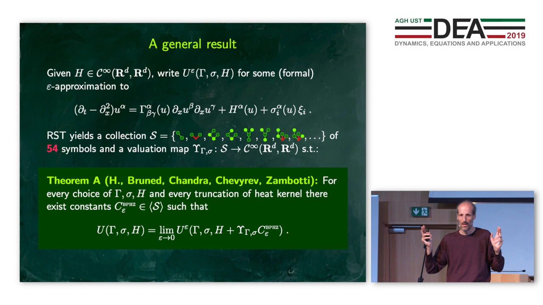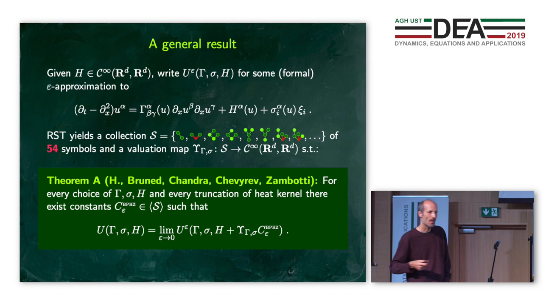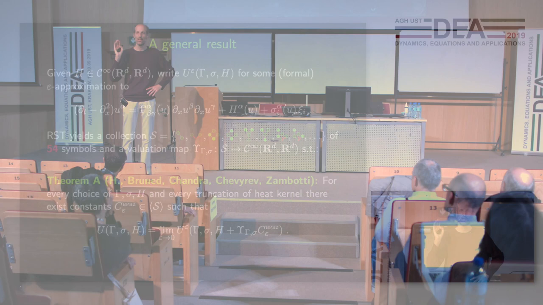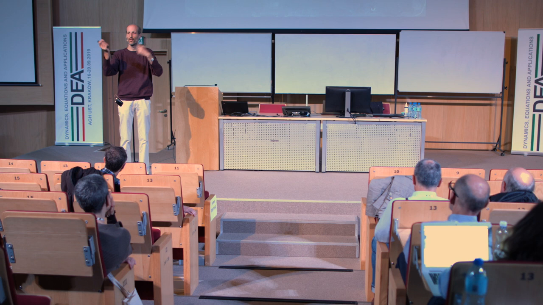Now, of course, this looks like a weird notion of solution, and it's not terribly satisfactory because it depends on this choice of these constants. It tells you that there's a way of choosing them so that this limit exists. But you can also choose them in a slightly different way, for example add one to one of the constants, and the limit would still exist. So it doesn't give you a unique solution theory, but a whole family of solution theories that's parametrized by, you know, 54 constants or something like that, okay?